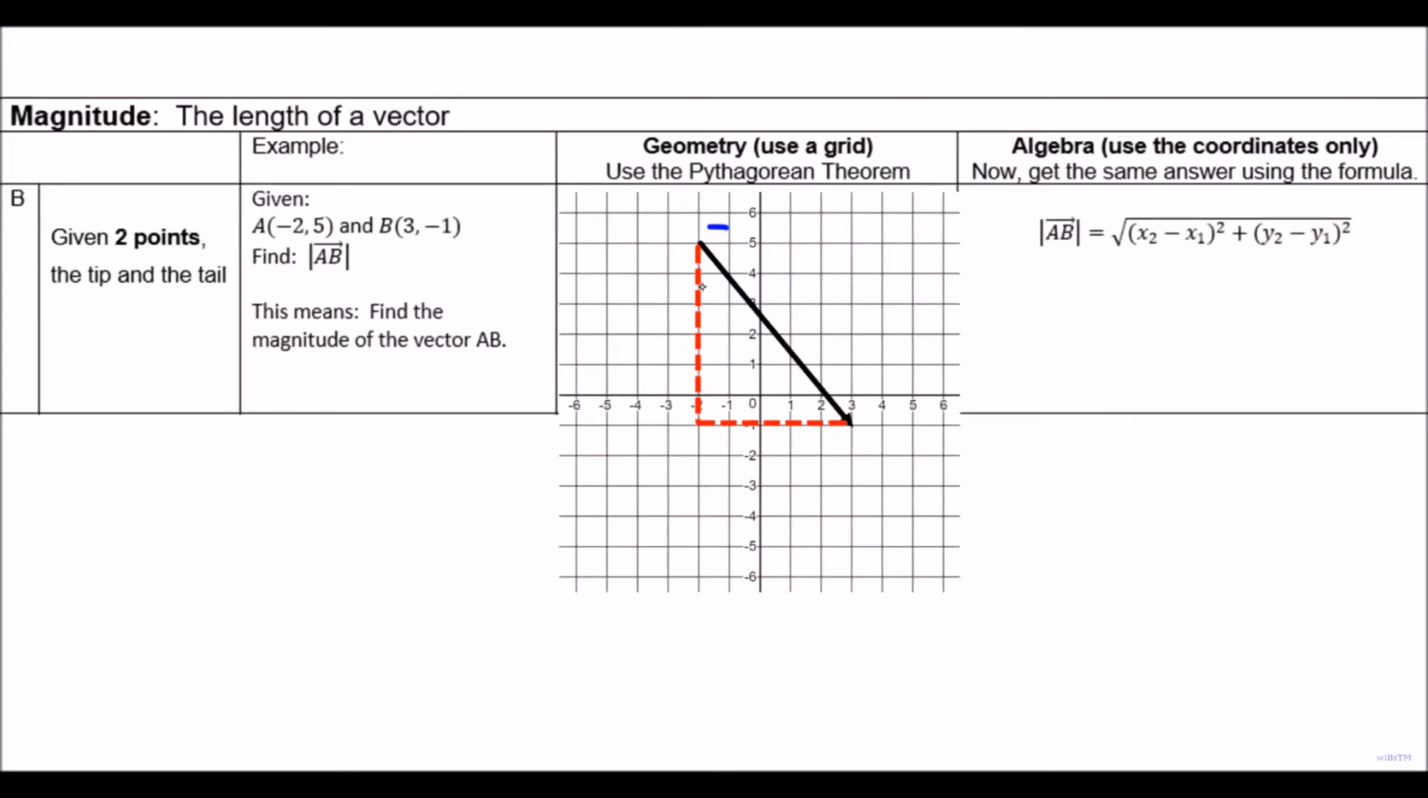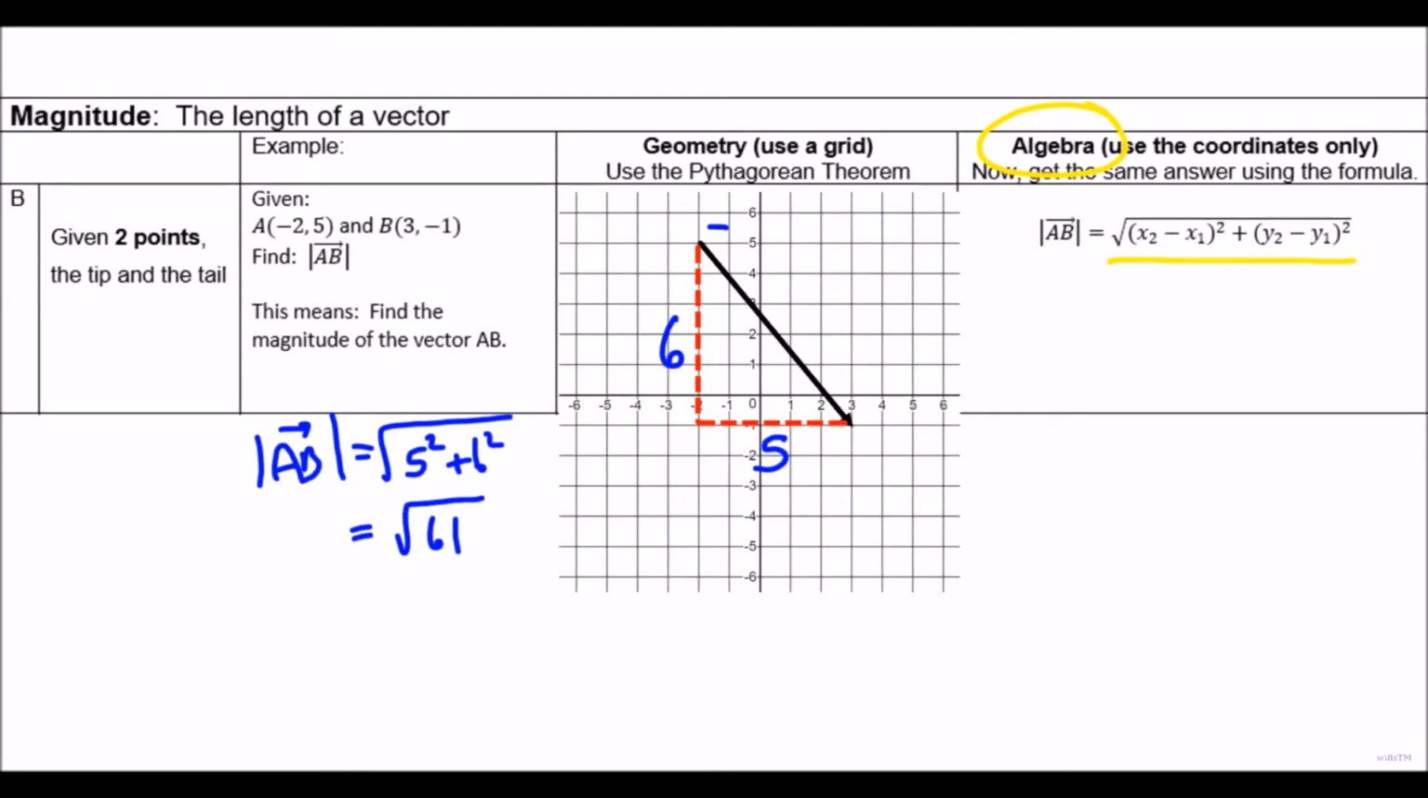Here if I count them, 1, 2, 3, 4, 5, 6, so the side is 6. 1, 2, 3, 4, 5, that's 5. So I know the magnitude of AB is equal to the square root of 5 squared plus 6 squared, which is 25 plus 36, so the square root of 61. That is geometrically. If we do this algebraically, we can look at this formula, and if you notice, this formula is actually from grade 10 math. It's the distance formula. So we're just going to pull that one out of our hat.